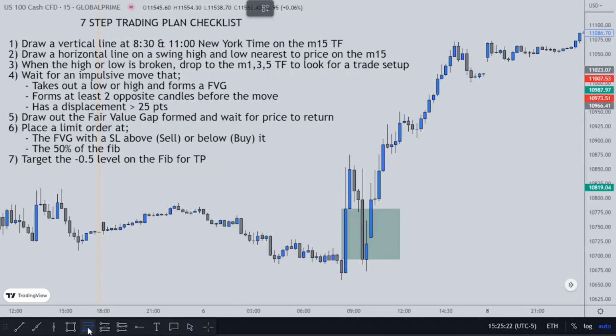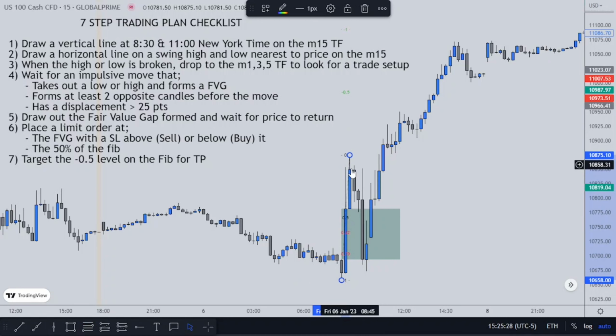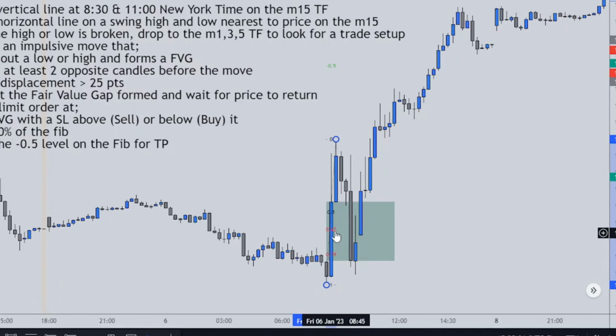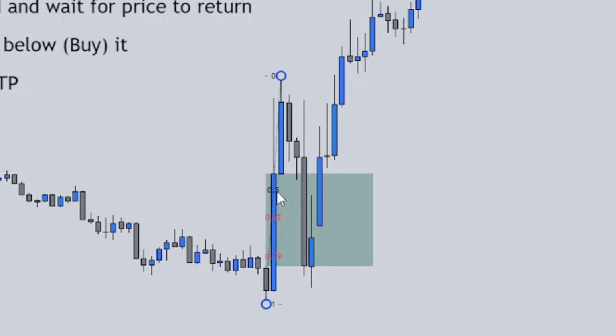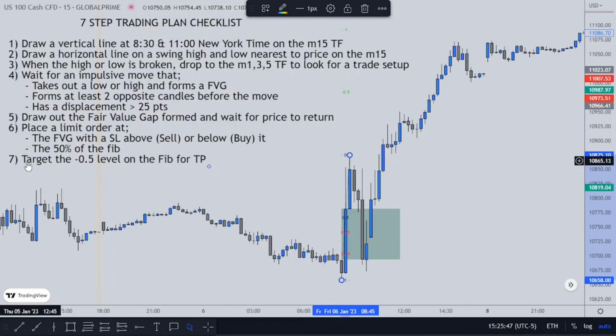Another thing we are supposed to do is draw our fib. You can see from here, from this low to the high that was formed before price came back in, right? And as you can see right here, this is the 50% of the range. Then the last thing we do is we target the negative 0.5 level of the fib for our take profit.